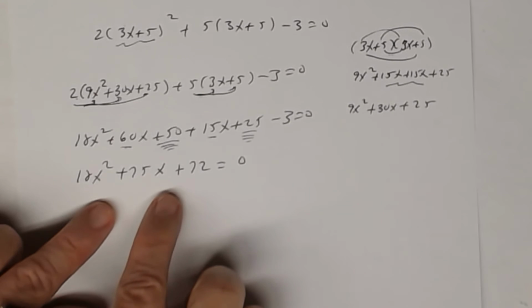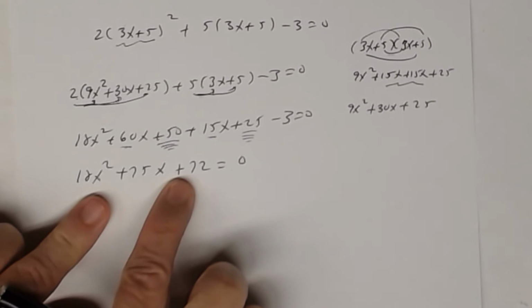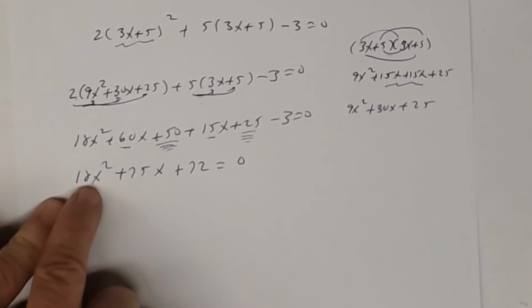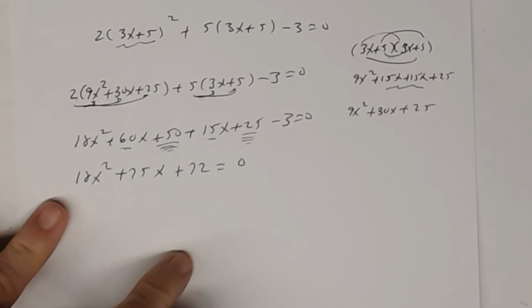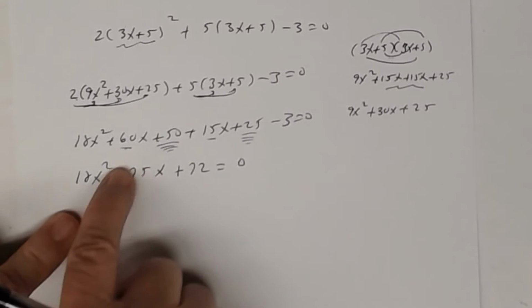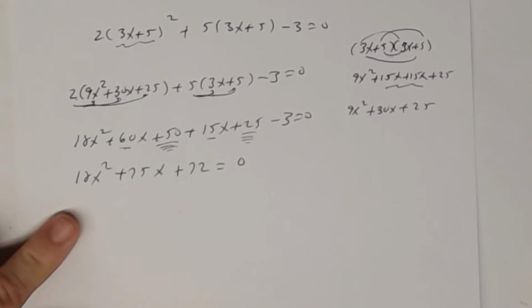Now notice, this is a little bit more difficult to factor, isn't it? You have to figure out what factors of 18 can I use, what factors of 72 can I use, so that my middle term would be 75x. That's a little bit more difficult.